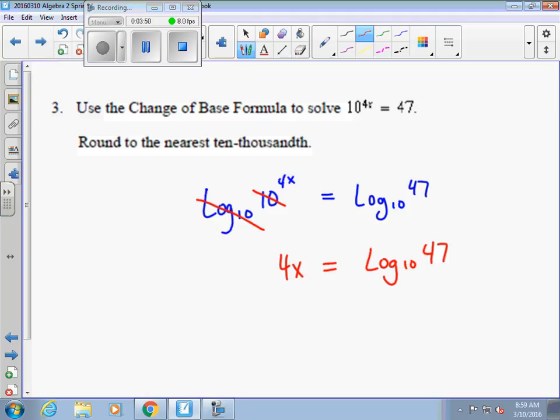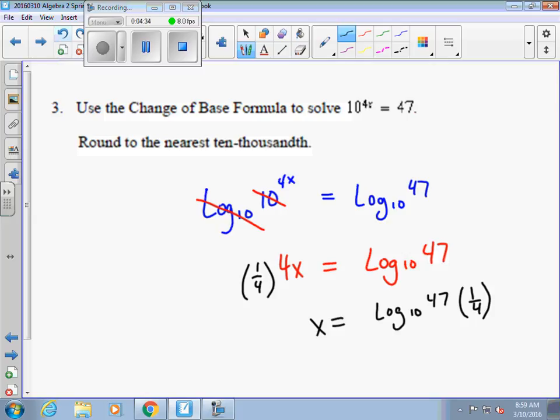So right here, we don't have x. We have something multiplying by x. 4 is multiplying by it. So undo that by dividing by 4. When you divide by 4, remember that's the exact same thing as multiplying by 1/4. So it might be helpful at this step, instead of dividing by 4, to multiply by 1/4, and only because of the way we're going to have to punch it in a second. So what that gives you is log base 10 of 47 multiplied by 1/4. So now x is equal to that. So all of that together is going to do it.